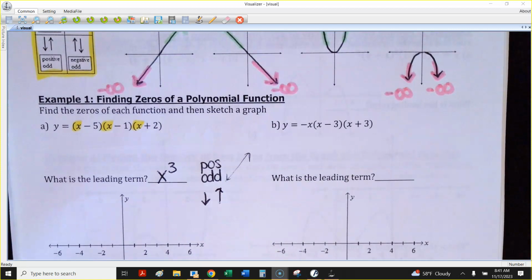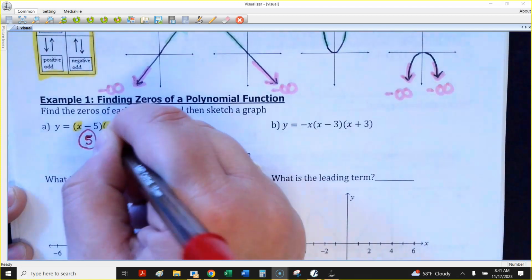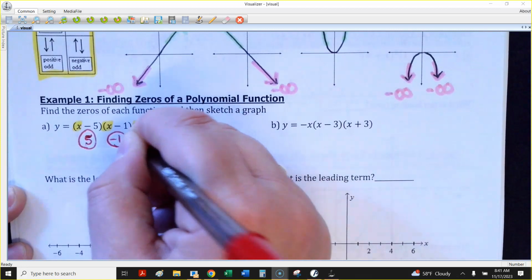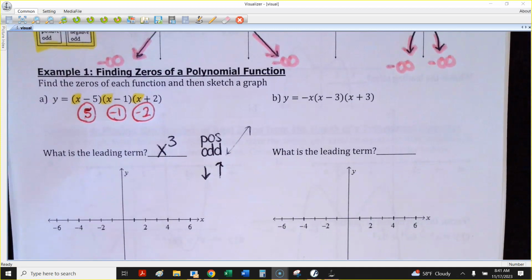Okay, the other thing I have to pick out from this equation is what are the zeros. So if you're looking at this, can anybody just tell me from the factored form, what would the zeros be for this graph? Exactly. Okay, so 5 here, -1 here, and -2 here. All right, so I know this is where the graph is going to somehow interact with the x-axis.